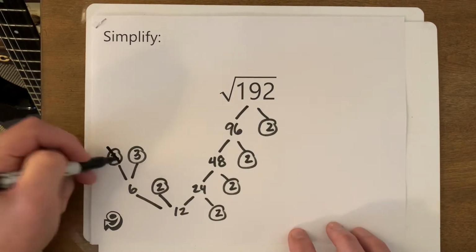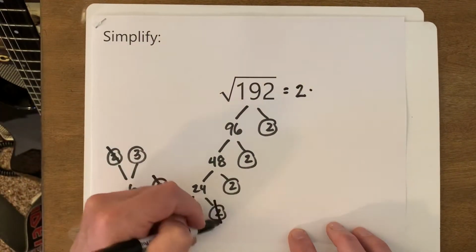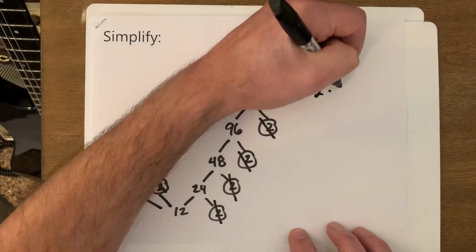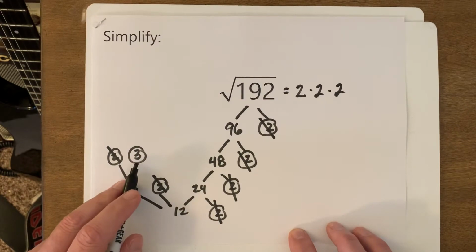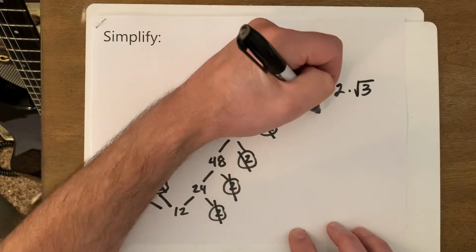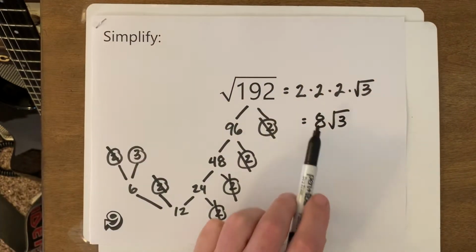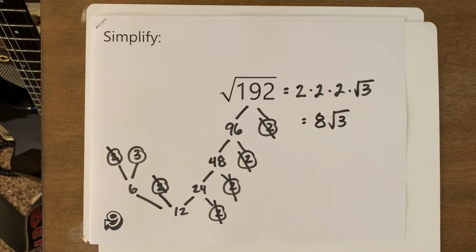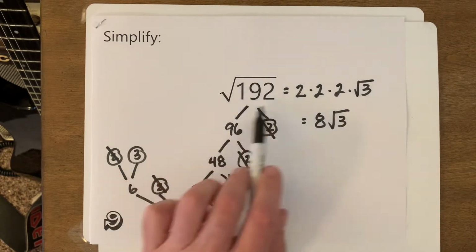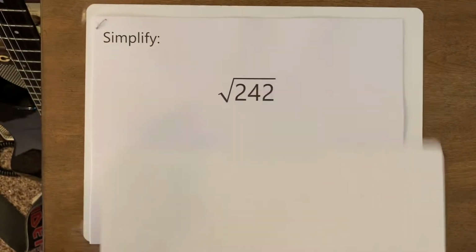So I've got a pair of 2s. Another pair of 2s. Another pair of 2s. And a single 3 left. Okay, so I have 2 times 2 times 2, which is 8 root 3. Now, if the 8 goes back in, that's 64, right? And 64 times 3 is 192. So I know that that expression and this expression are equivalent, 8 root 3. Okay, let's try another one.